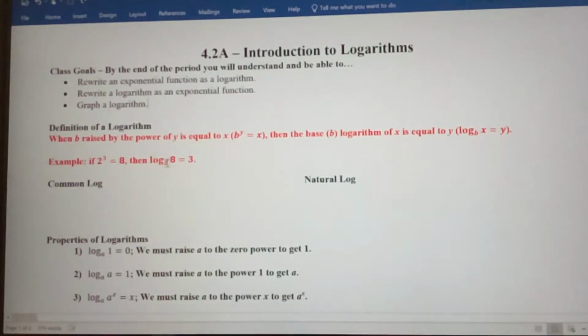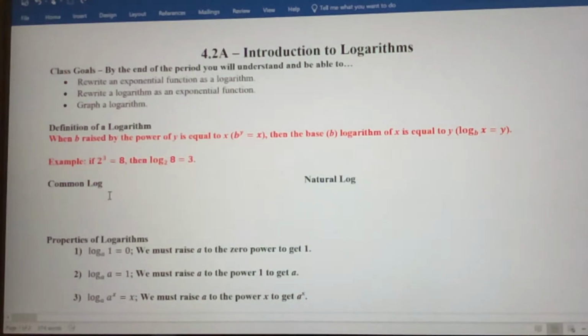Now, we need these different ways because eventually we're going to have to solve exponential equations, and we can't do that without logarithms. Eventually, we're going to have to solve logarithmic equations, and we can't do that without converting it to exponential form. So the relationship between these two is very important as we move forward.